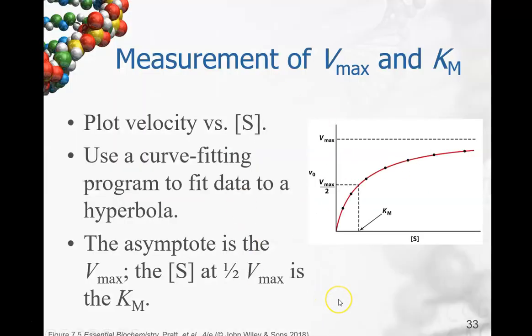So how do you measure Vmax and Km? It's actually a lot easier now than it used to be years ago, because curve fitting programs to fit data to a hyperbola are widely available and inexpensive or free. So you can take your substrate concentration and velocity and fit your data to a curve, and then the program will usually give you the value of the asymptote, and then the 1/2 Vmax dropping line down is the Km. So that's easy to do.